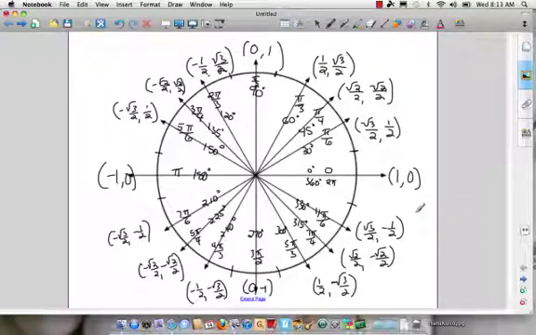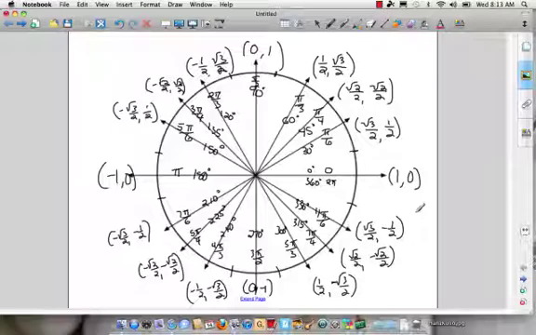So next time you'll have a quiz where I'm going to give you a unit circle that's blank. You'll have to fill in the degree measures, the radian measures, and the coordinates. And please remember, this is all to help you know sines, cosines, and tangents for these specific locations.